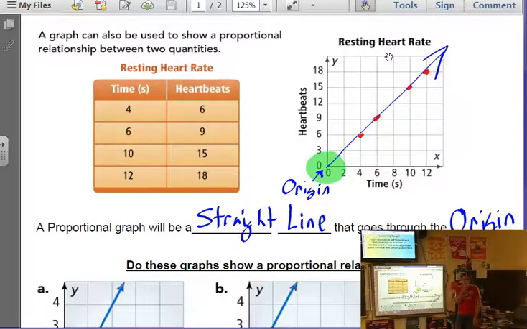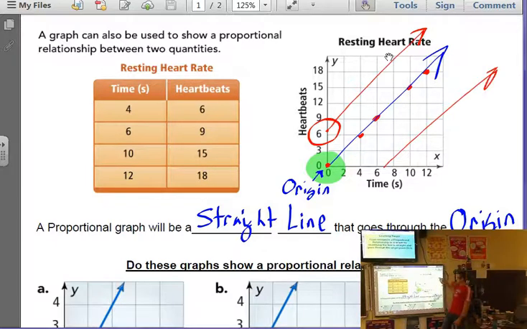Monica? So if it started at like 2 and 3. Not proportional. So what we're saying by goes through is when it hits the y-axis or when it hits the x-axis, it's gotta do it right here. If it started like this, this would not be through the origin. If it started like this, this would not be through the origin. These would both be straight lines, but they're not through the origin.